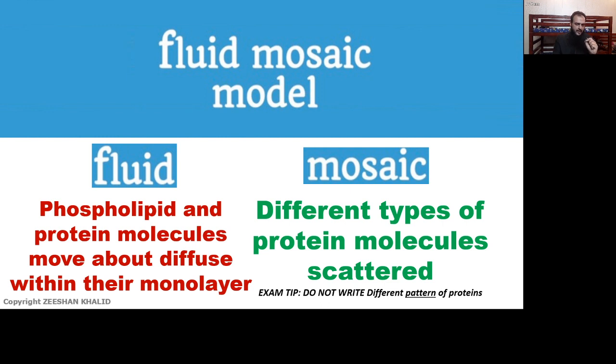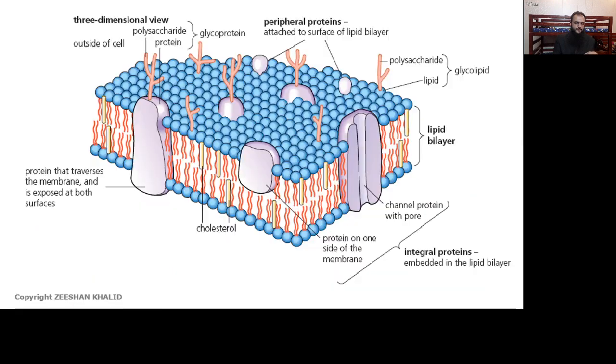Now there's an exam tip I want you to take here. Do not write different patterns. Don't use the word patterns. You know for sure that Cambridge is quite picky and choosy when it comes to the choice of words. So that's what fluid mosaic means. This is important from the exam perspective. You will find lots and lots of past papers asking this question.